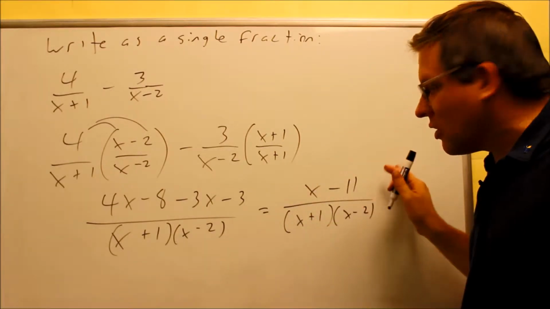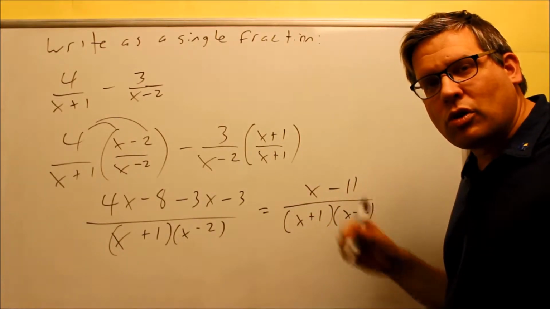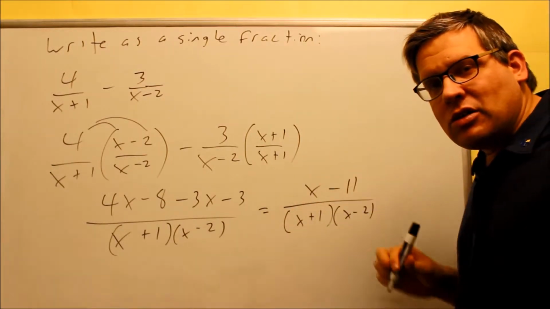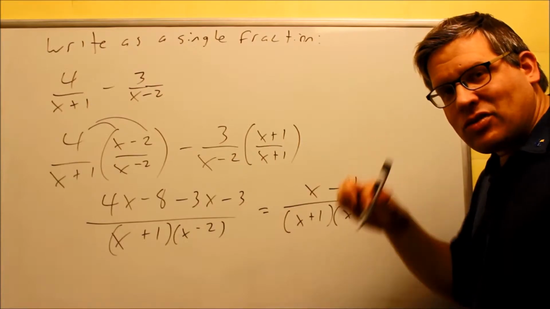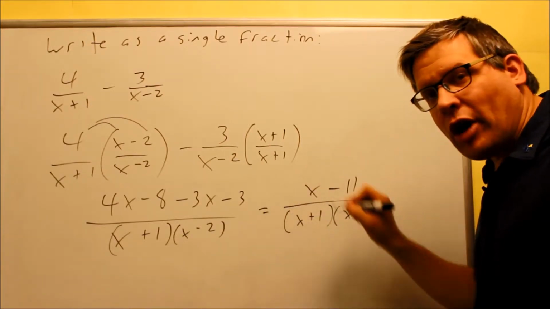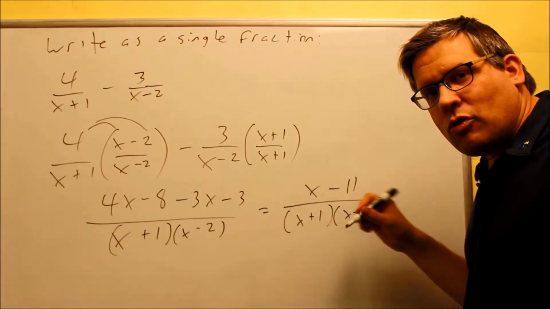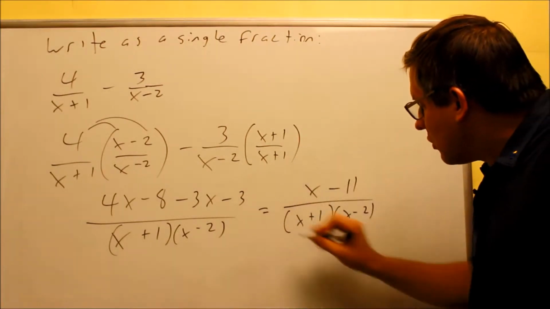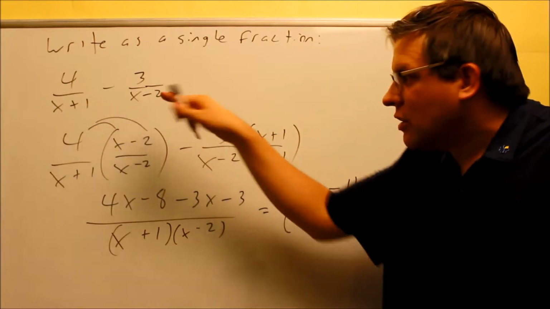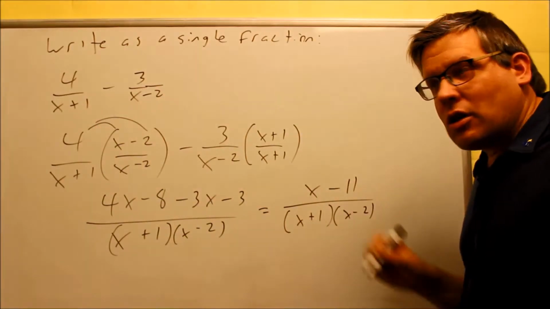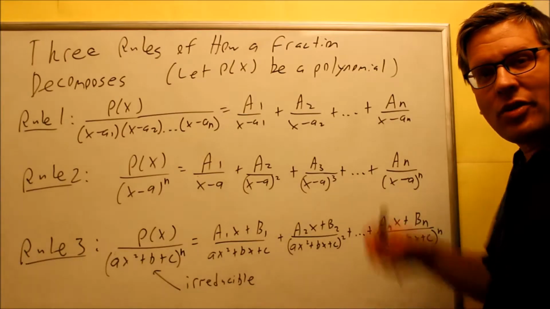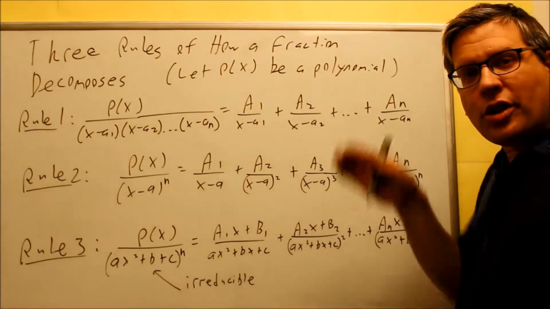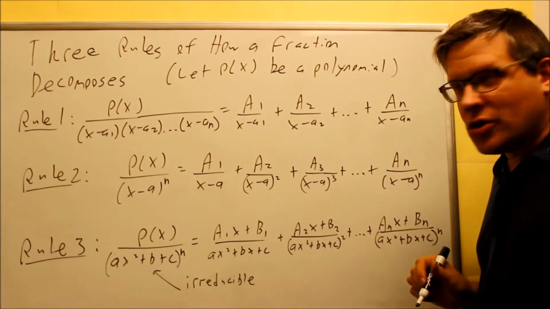So now that I've taken a look at this, let's look at our three rules. We're looking for ways that we can take this and rewrite it into different fractions. That has to do with the way the original fraction is written. So we have three different rules that we'll focus on for taking something that looks like this and breaking it down into two or more fractions. Okay, so here are the three rules I just talked about. These are rules for how a fraction decomposes.